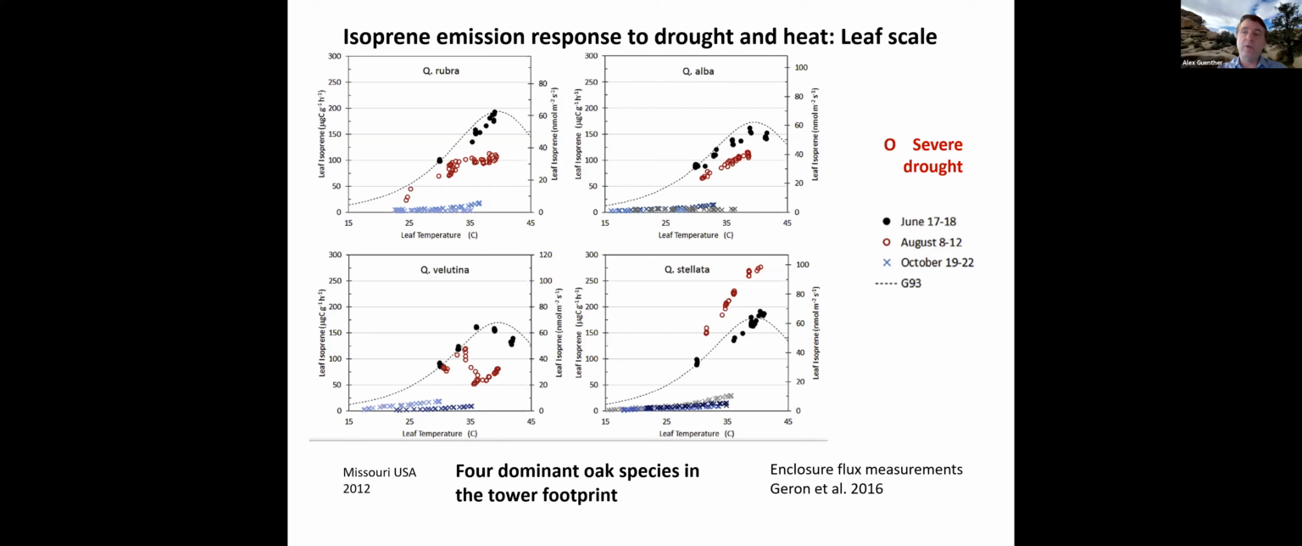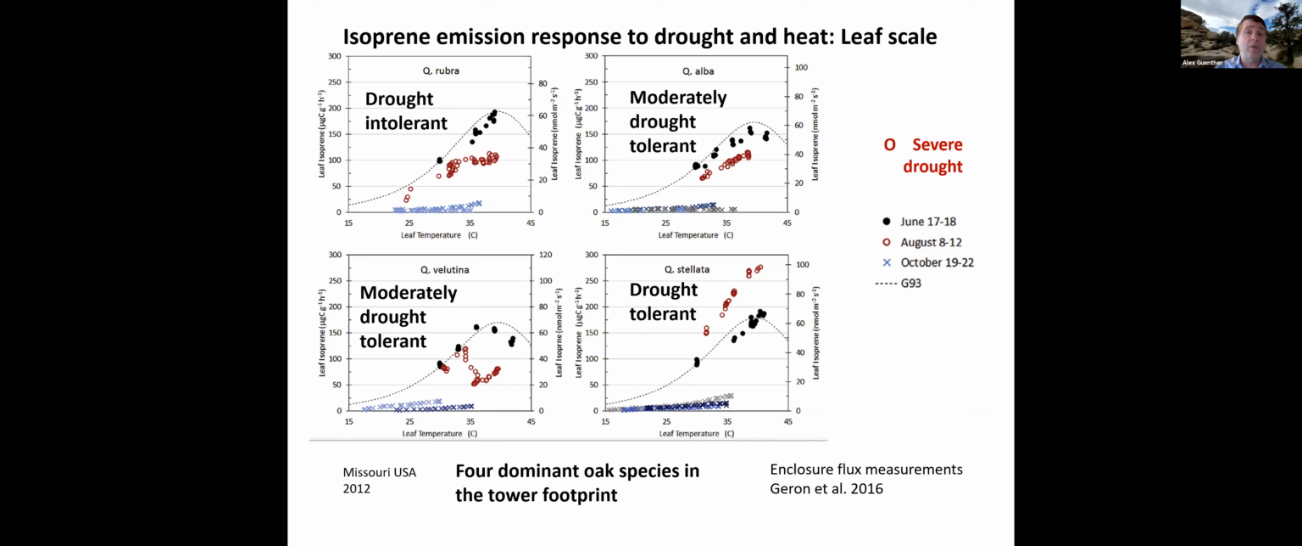And so you can see 3 of these species here. With the severe drought, there's a substantial decrease at the same temperature. And also you can see that the temperature sensitivity, which is typically very large for these BVOC, goes away in severe drought. So the trees don't continue to increase more isoprene as the temperature goes up. So this is the case with 3 of the species.